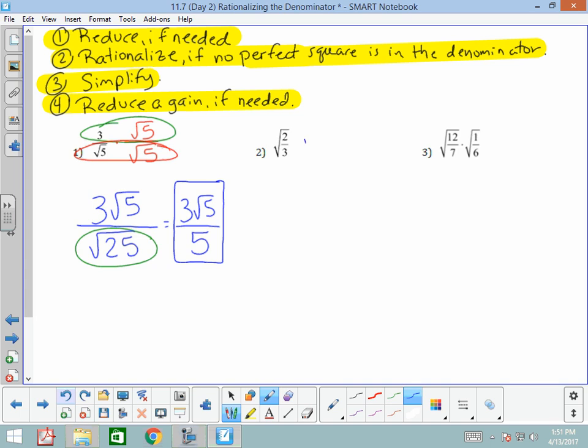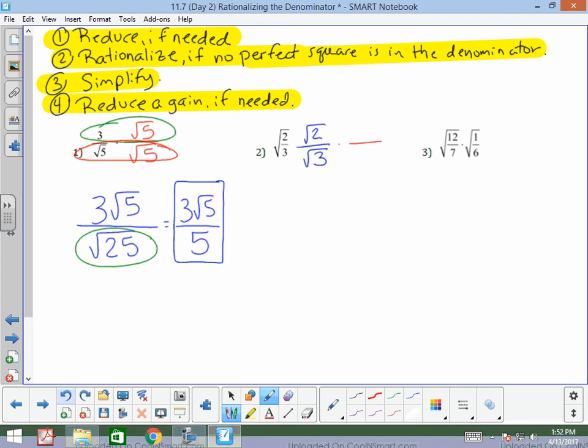Square root of 2 over square root of 3. 3 is not a perfect square, so I need to rationalize. So I'm going to multiply by a fraction that simplifies to 1. But this time, my fraction that equals 1 will have square root of 3 in the fraction. So this is square root of 3 over square root of 3. Now again, don't reduce because we'll get back to our original problem. So we want to multiply the numerator. So that's square root of 2 times 3, which is square root of 6, over.